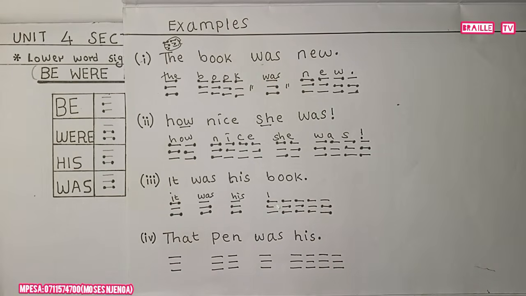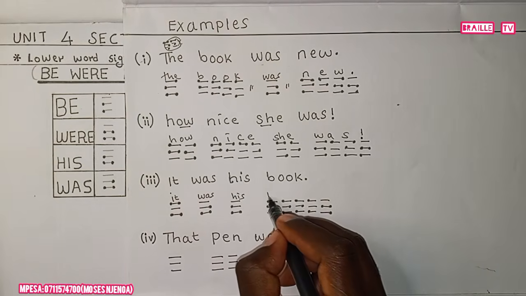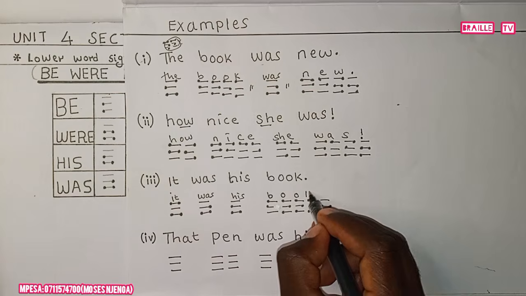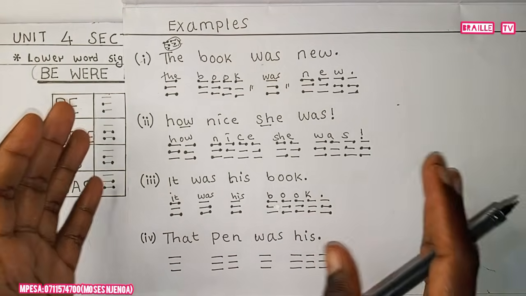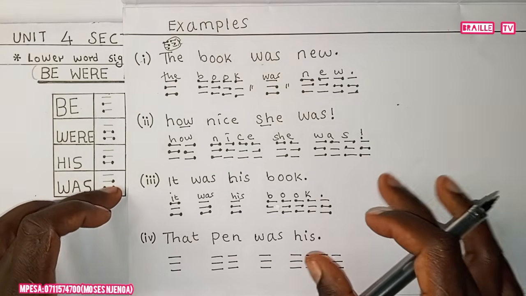Mistakes are inevitable. No one is perfect, so you might make some slight mistake, but you have to be very keen. So this one was B, his book. So this is B, not H. Then O, K, and then full stop. Good. You have to be very, very keen when writing these dots.